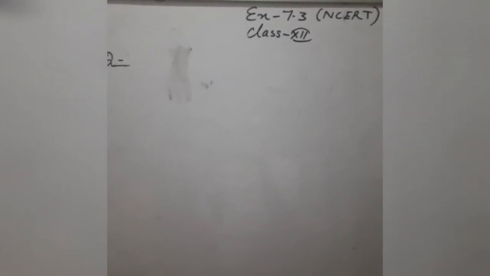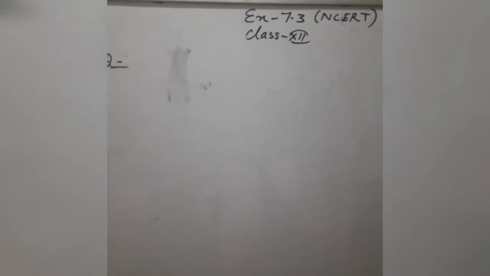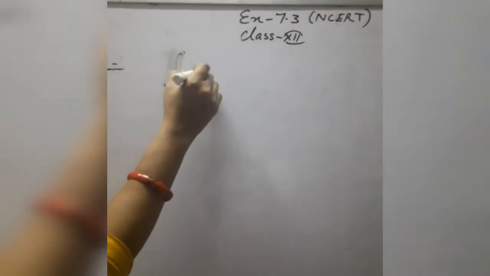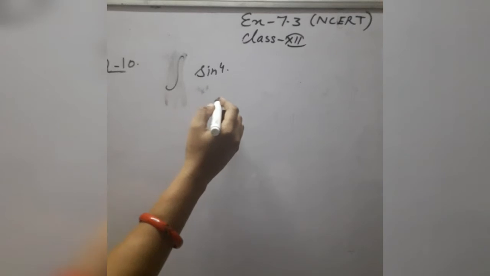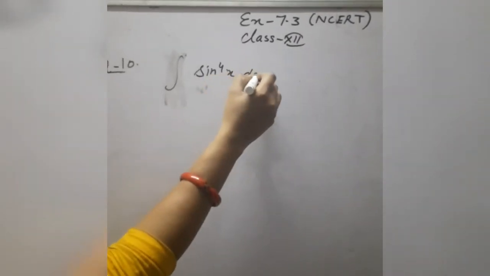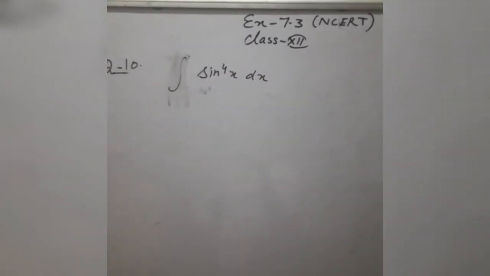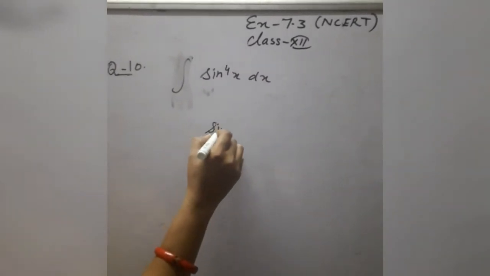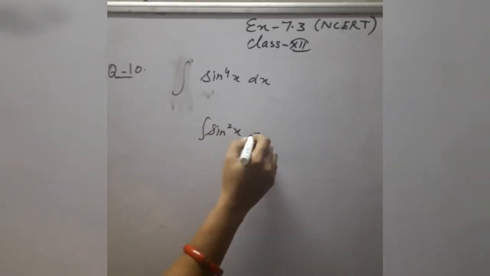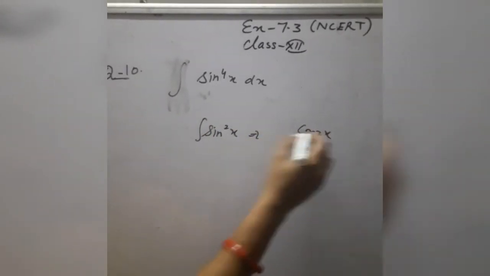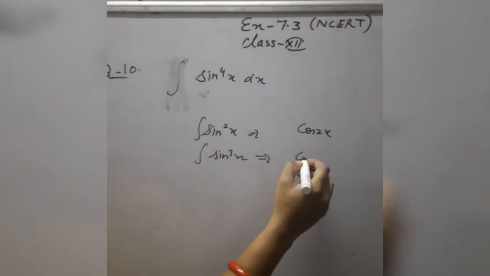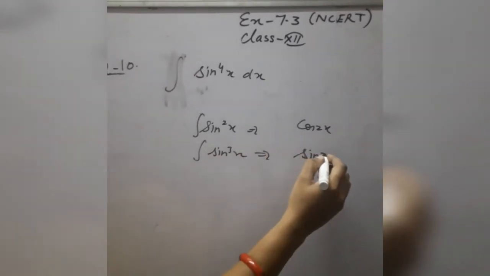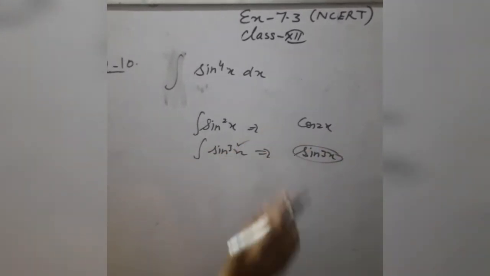Now see the next question, question number 10. In question number 10, sine raised to power 4 is given to you: the integration of sine raised to power 4 x. I have told you that in case of square, you will use the formula of cos 2x. In case of sine cube, you will use the formula of sine 3x. With the help of the formula of sine 3x, you will find the value of sine cube.